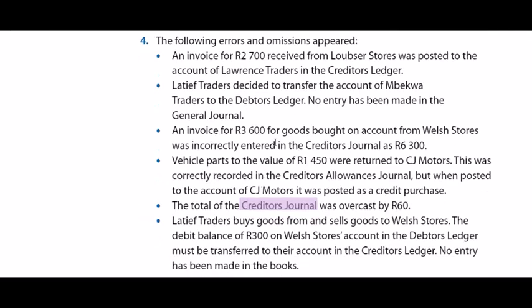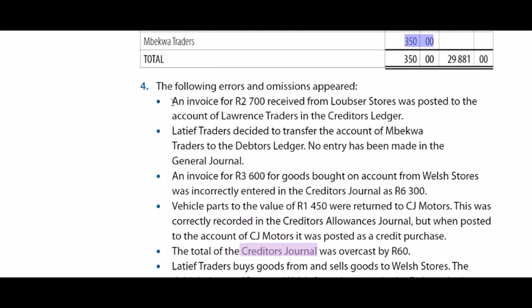Okay, so now we can start looking at the adjustments. The first adjustment said an invoice, immediately you need to know CJ, for 2,700 Rand received from Lopes Stores was posted to the account of Lawrence Traders in the creditors ledger. So this is an error that needs to be corrected in the general journal because we took an amount from the CJ to the wrong creditors account.